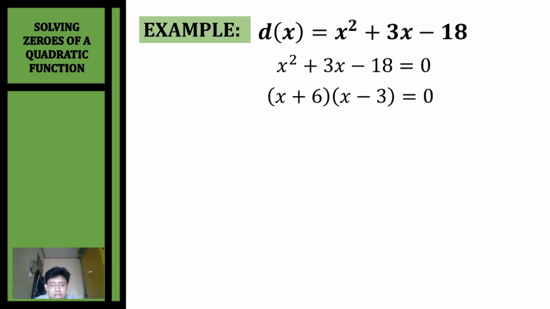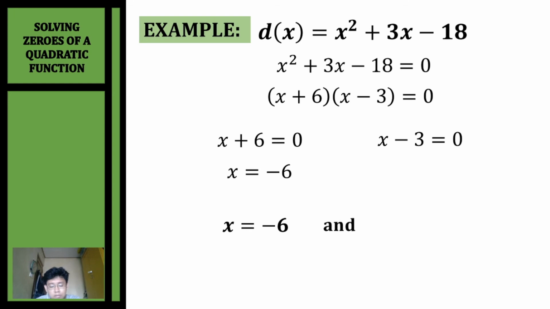Now, we equate each factor by 0. So we have x plus 6 is equal to 0, x minus 3 is equal to 0. Then, let's solve for the values of x of each factor. On the left side, we have x is equal to negative 6. And on the one on the right, we have x is equal to 3. So the zeros of this quadratic function will be negative 6 and 3.